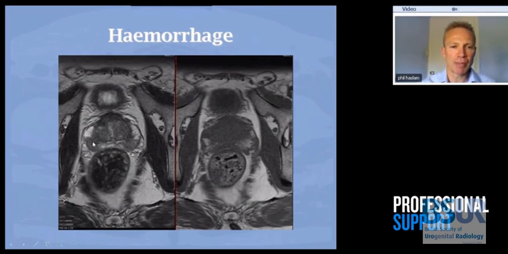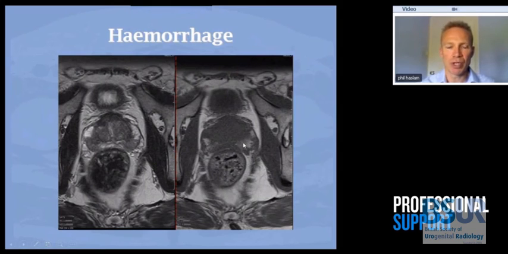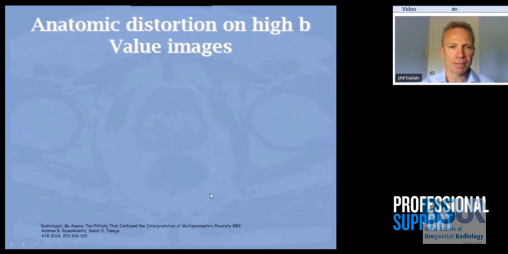Show you some hemorrhage. These are biopsies taken bilaterally, and you can see low signal here on T2. Could it be tumour? Possibly, but if you look on the T1 weighted scan, it's high signal. So this is hemorrhage. So it's very important you do always look at the T1 weighted scan to correlate that, or you can be fooled.